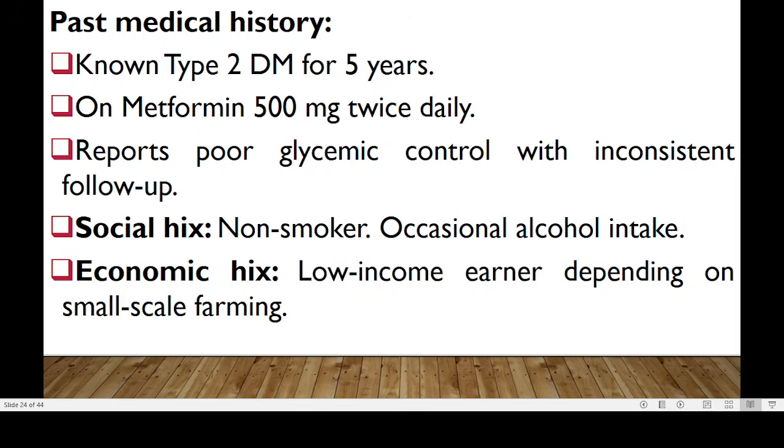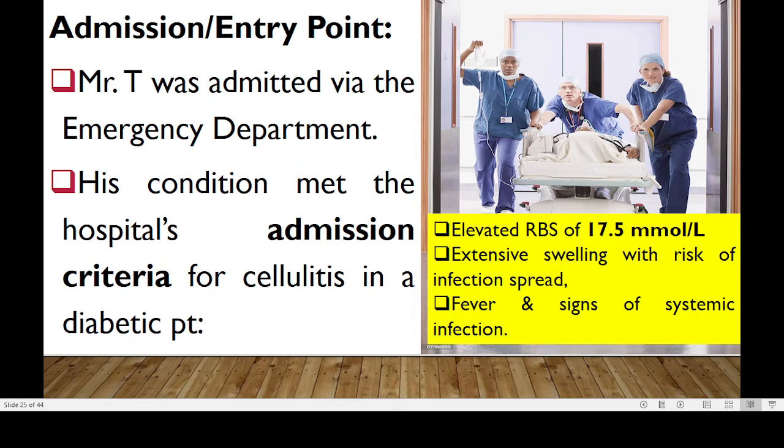The past medical history for Mr. T is known type 2 DM for the last 5 years, and he is on metformin 500 milligrams twice daily. He reports poor glycemic control with inconsistent follow-up. Social history, Mr. T is a non-smoker and does occasional alcohol intake. Economic history, he is a low income earner depending on small scale farming.